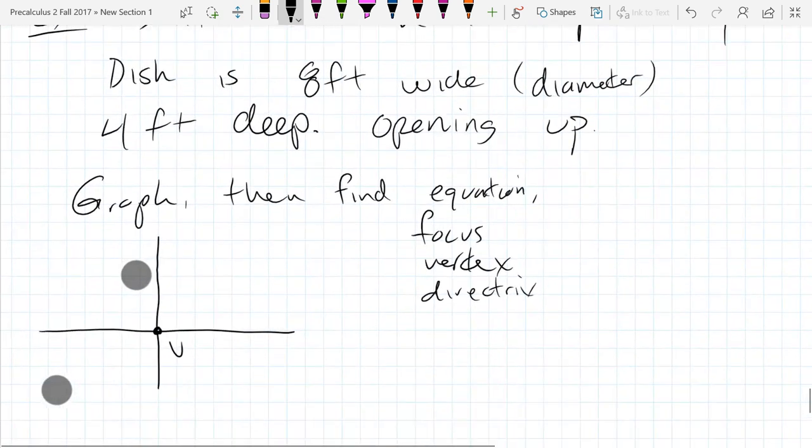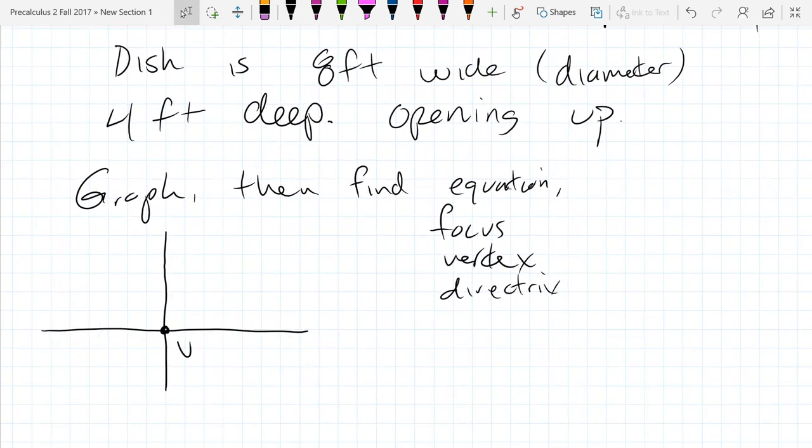And 8 feet wide, we need to be careful. It doesn't mean go over 8 feet. That means across the whole dish is 8. So we're going to go over 4 in each direction. And then it's 4 feet deep, so we're going to go up 4. And those points right there will be the top 2 points on that satellite dish. And then we'll connect it with a parabola. So this parabola is not going on forever. It's only right here.